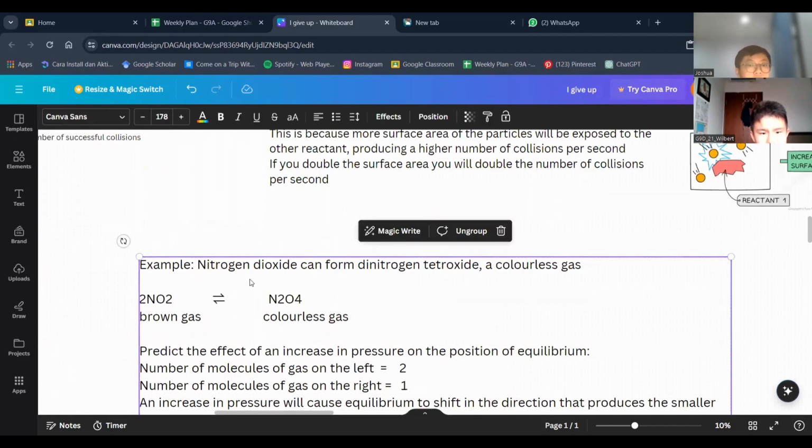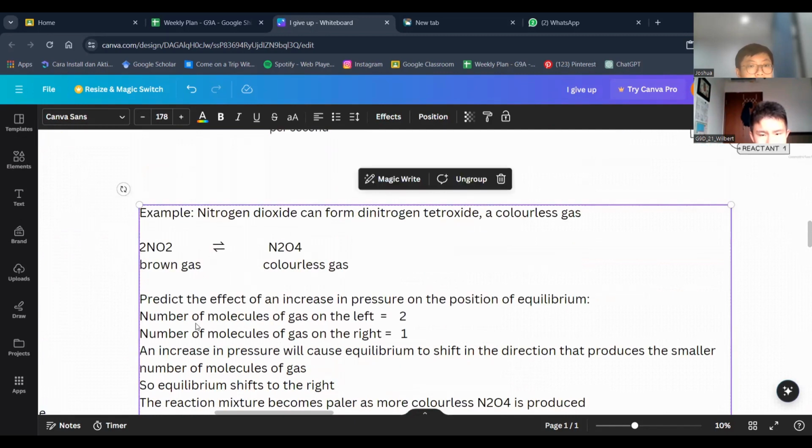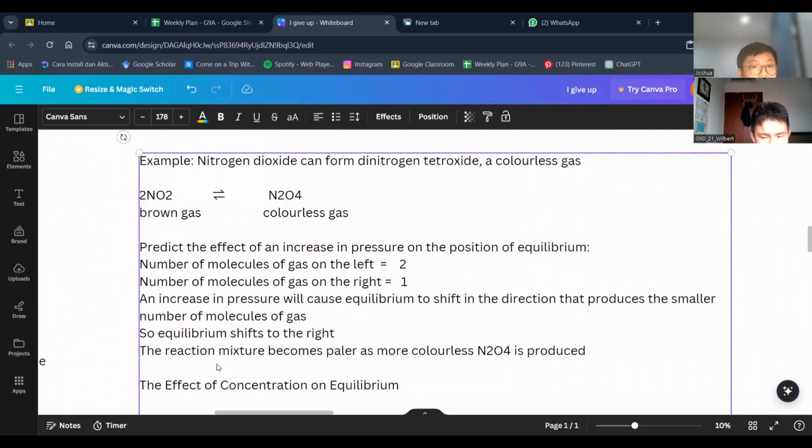So an example is nitrogen dioxide can form dinitrogen tetroxide, a colorless gas. To predict the effect of an increase in pressure on the position of equilibrium, the number of molecules of gas on the left, you start out with 2, number of molecules of gas on the right, 1, and an increase of pressure will cause equilibrium to shift in the direction that produces the smaller number of molecules of gas. So equilibrium shifts to the right and the reaction mixture becomes paler as more colorless N2O4 is produced.